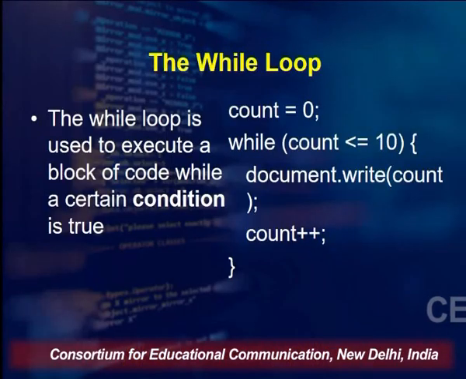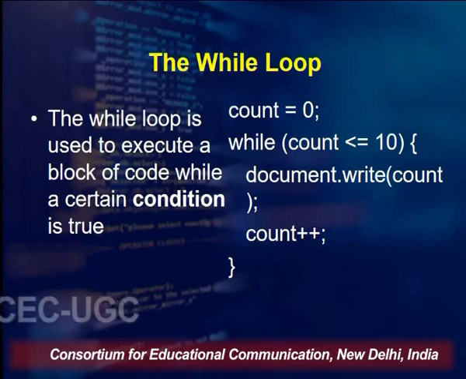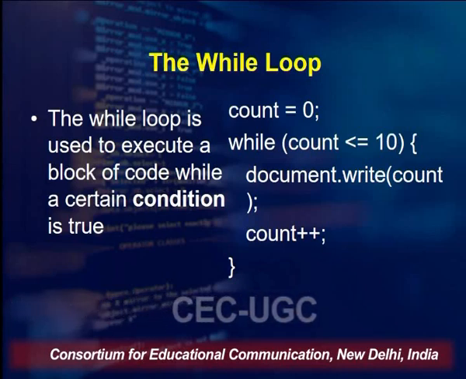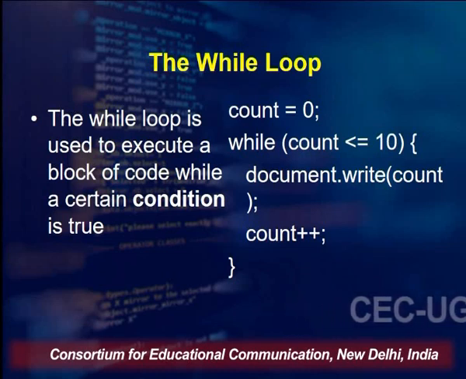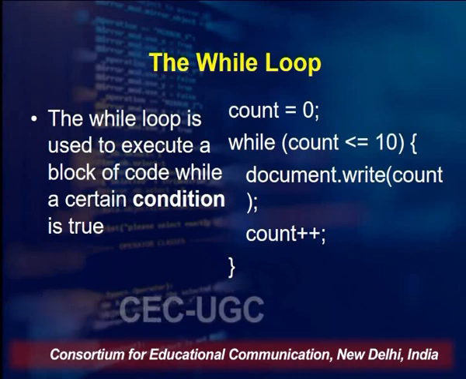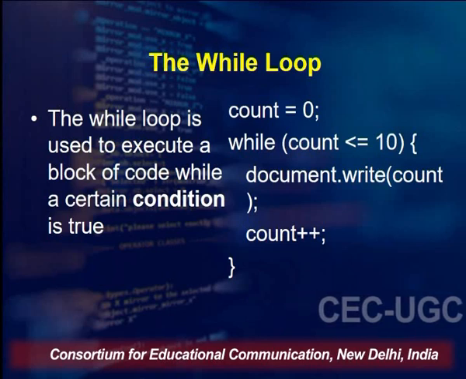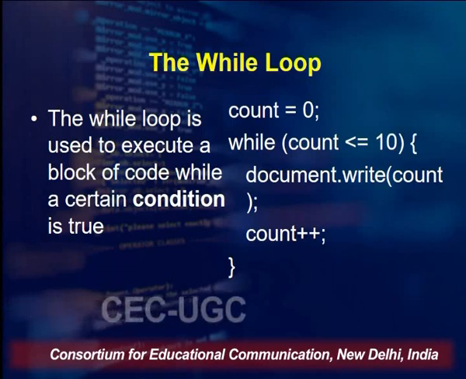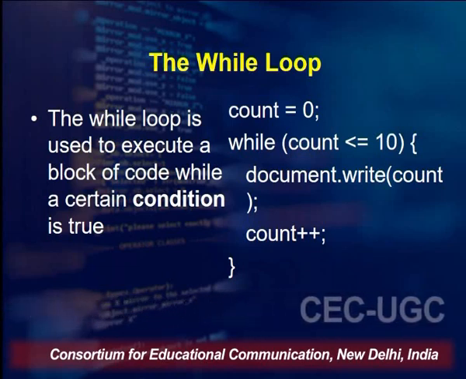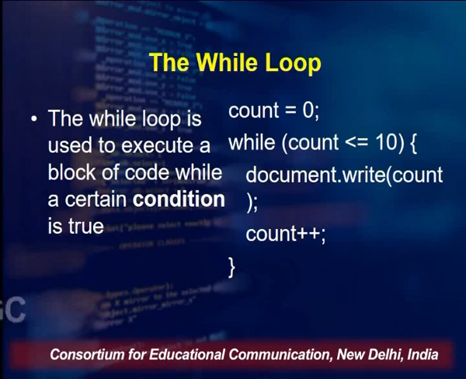In iterative statements we have two types. One is the while loop, in which you specify a condition and then inside the loop you give the statements which you want to execute. In this example you can see that we have created a variable and initialized it at 0, and then we say that till the time count is less than or equal to 10, we want to go on printing the value of count. So we are saying document.write count and then count plus plus. So every time the loop is executed, the value of count is increased by 1.